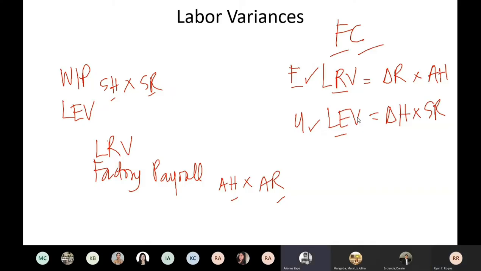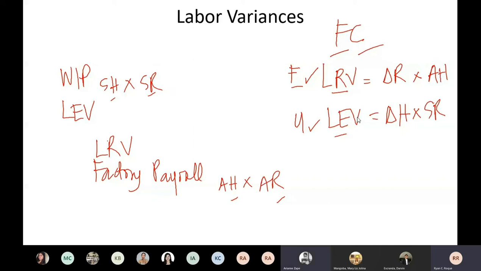Nagdi-disconnect daw po si Sophia. Ah, okay lang. Sige. Ang sabi sa exam, materials, ito na lang, Aryan. Materials usage price variance. Ano formula natin? Materials usage price variance. Difference of quantity. Difference of quantity times standard price. Times standard price. Pero ulitin natin, materials usage price variance.